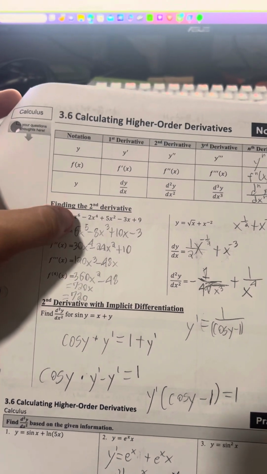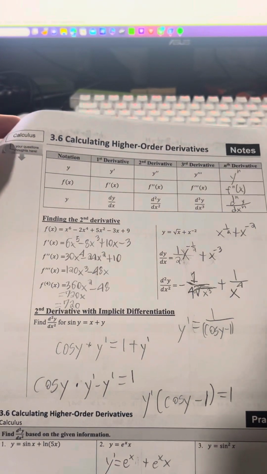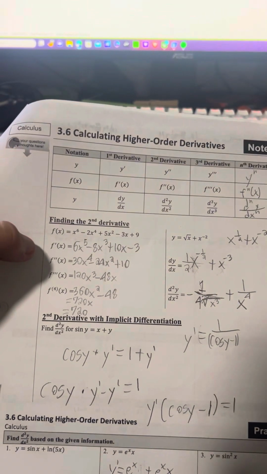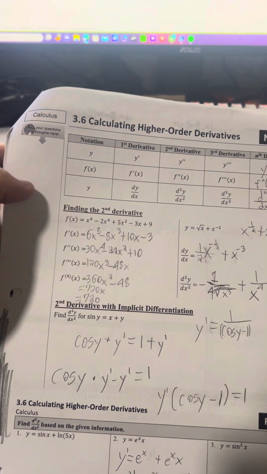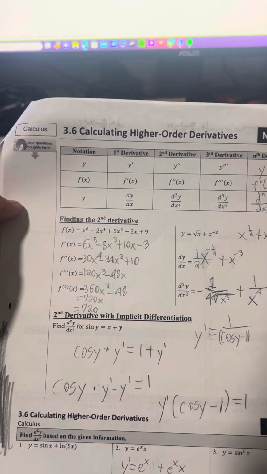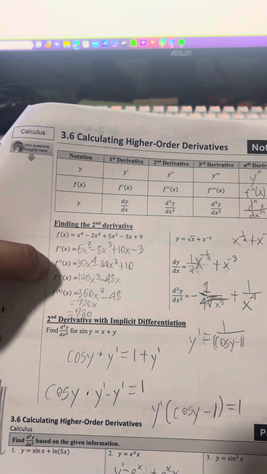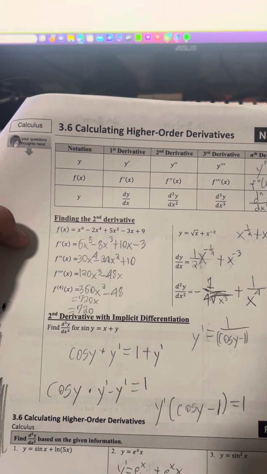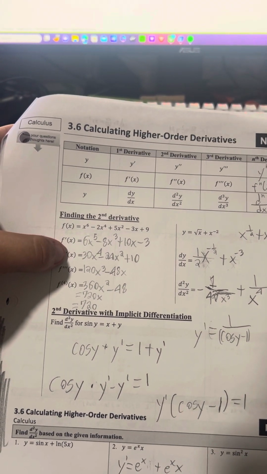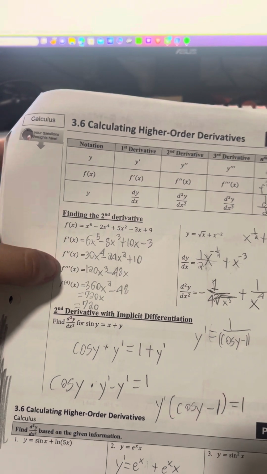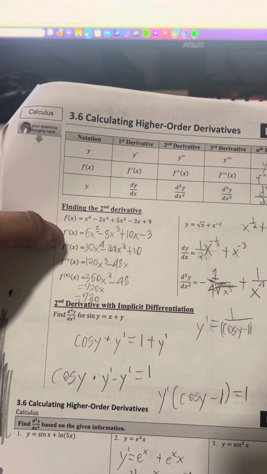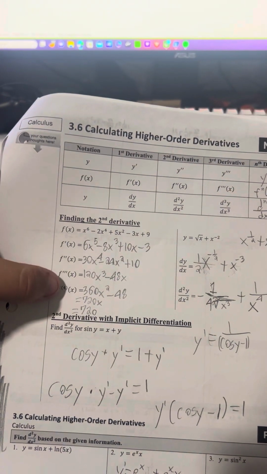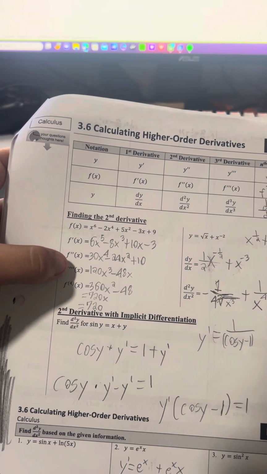So we're trying to find the derivative of x to the 6th minus 2x to the 4th plus 5x squared minus 3x plus 9. So the first derivative would be 6x to the 5th minus 8x to the 3rd plus 10x minus 3. The second derivative would be 30x to the 4th minus 24x squared plus 10. The third derivative would be 120x to the 3rd minus 48x. The fourth would be 360x squared minus 48.